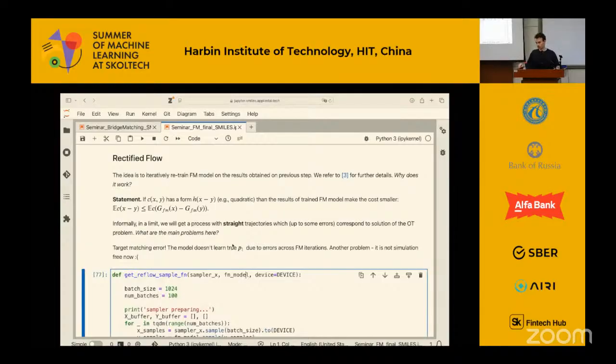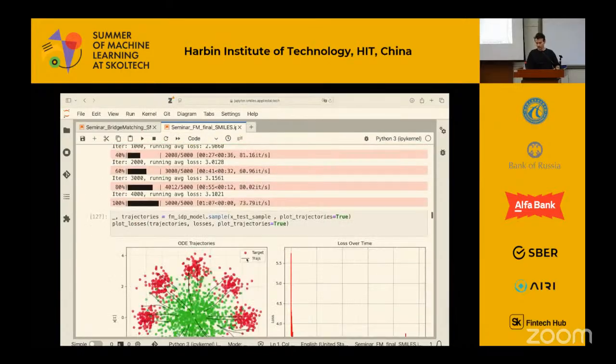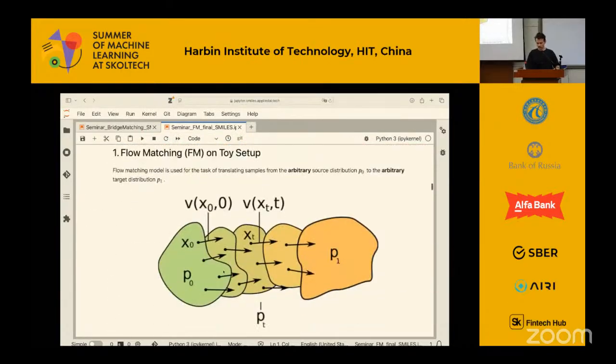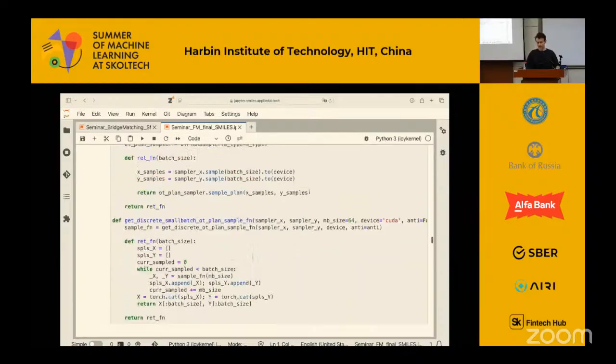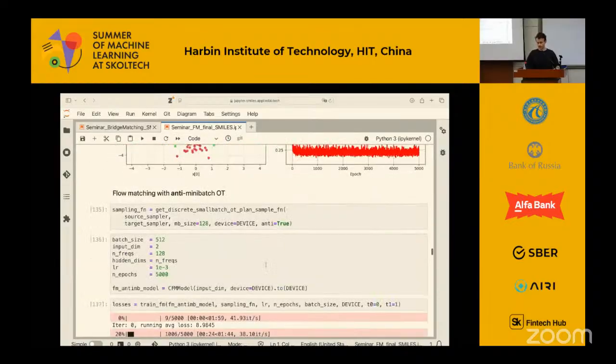You want to start from distribution P0 and end at distribution P1. But if you accumulate many errors, then you can start from distribution P0 and end at some shifted distribution instead of P1, something lower, for example. And yeah, this is the price that you have to pay for the reflow procedure and rectified flow matching. But sometimes it is worth it.